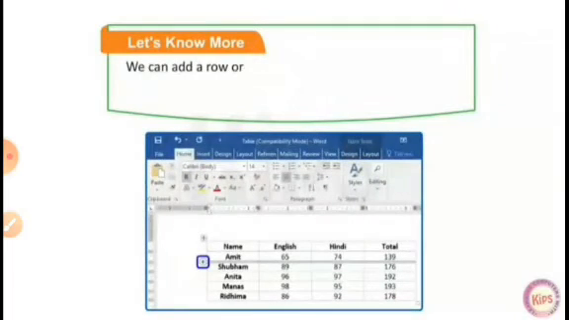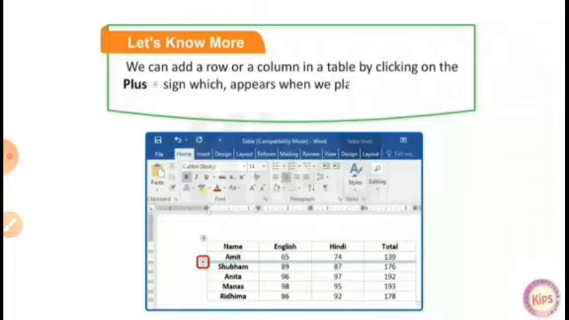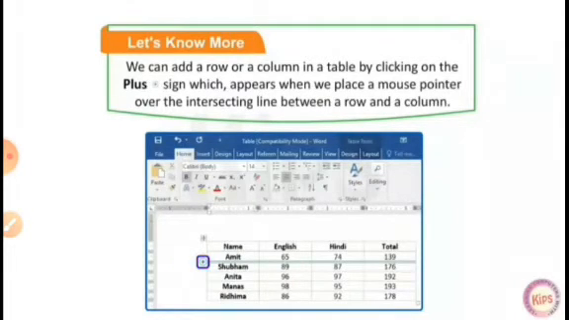Okay students, let's know more. We can add a row and column in a table by clicking on the plus sign which appears when we place the mouse pointer over the intersecting line between a row and a column.